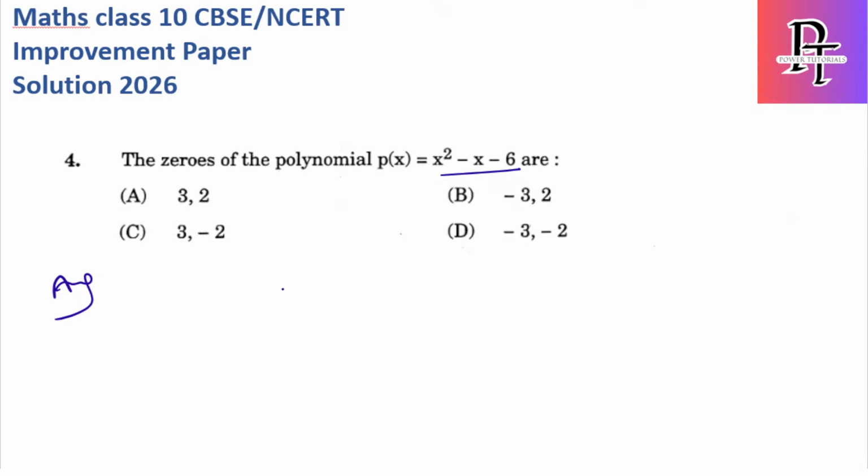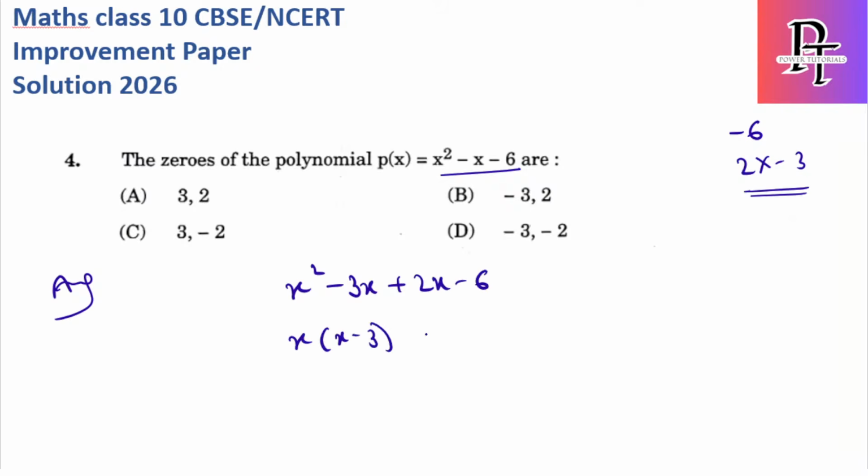So as per the prime factorization method, I have to get the factors of minus 6. The factors are 2 into minus 3. I have to choose these to get minus x as a value. So x square minus 3x plus 2x minus 6. If I take x as common, I will get x minus 3. Even if I take 2 as common, I will get x minus 3. Hence the zeros of this polynomial are 3 comma minus 2. C is the right answer.